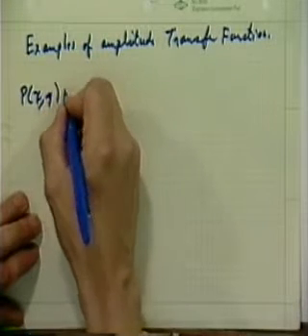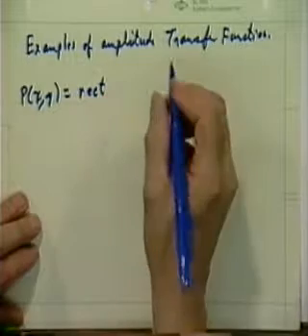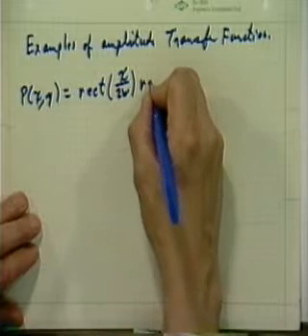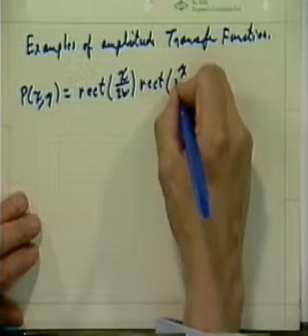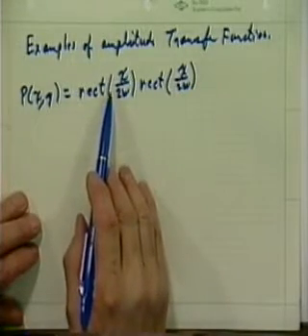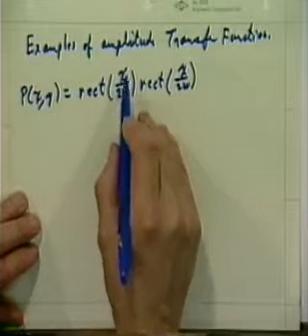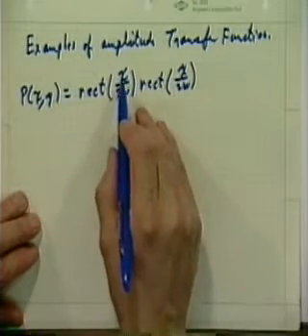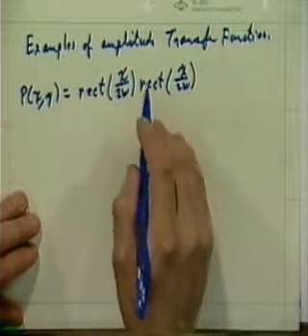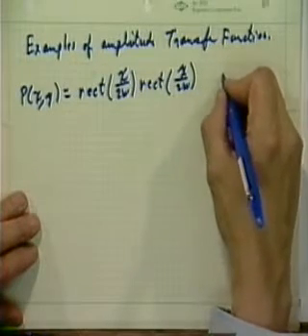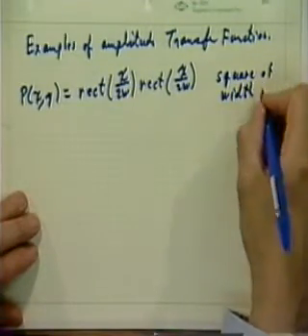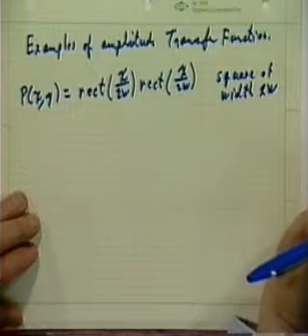P of x and y, using Goodman's notation, is the rectangle function of x over 2w times the rectangle function of y over 2w. The rectangle function is equal to 1 if the absolute value of what's inside is less than a half. And so this is a square of width 2w. Okay.